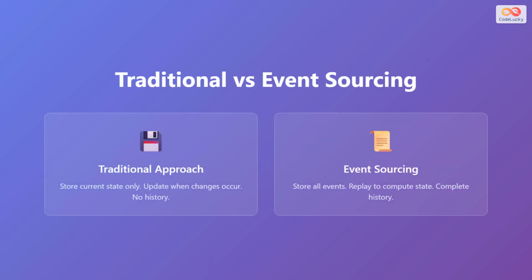Let's start by understanding the difference between traditional approaches and event sourcing. In traditional systems, you store only the current state and update it when changes occur. You lose the history of how you got there. With event sourcing, you store all events that ever happened. You can replay these events anytime to compute the state at any point in time. This gives you a complete historical record.